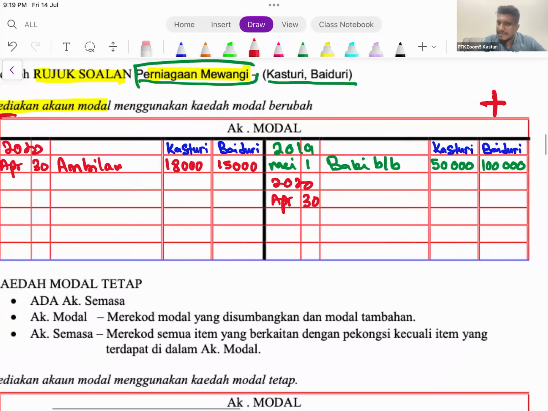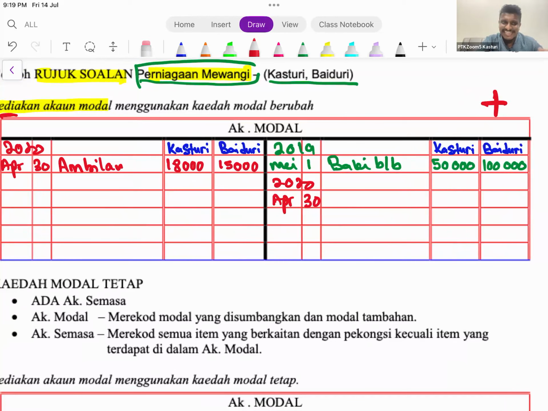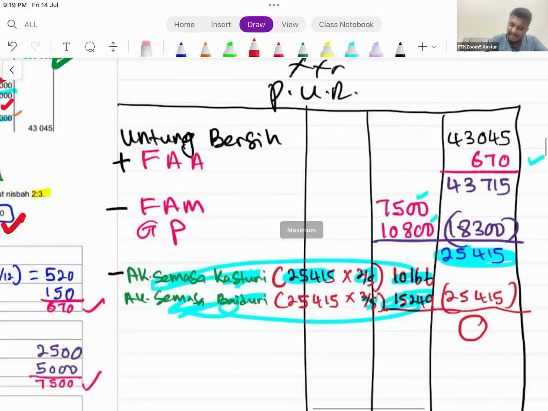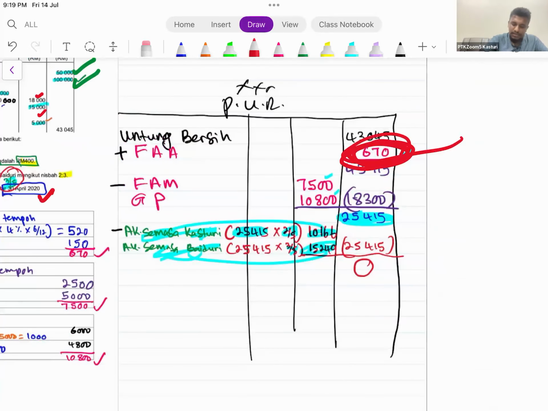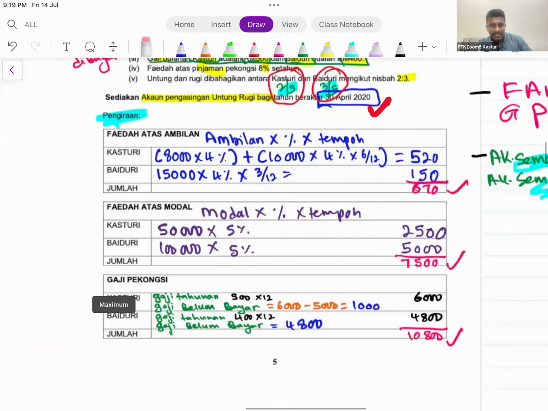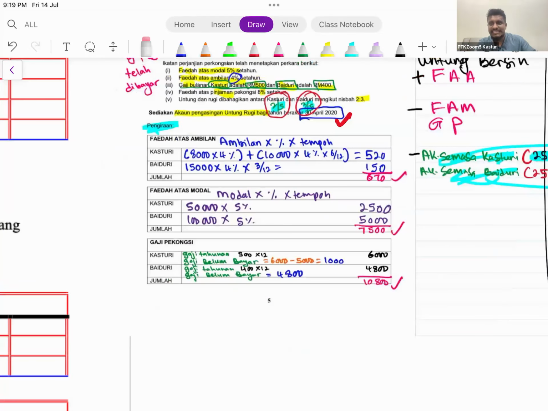Lepas tu ada tak apa-apa yang berkaitan dengan ambilan? Yes, kita ada faedah atas ambilan. How much the faedah atas ambilan can you get from your Apur? No, because this faedah atas ambilan is total of both people. You cannot get the individual here. So from where you get? That's why I say you need to calculate the faedah atas ambilan, faedah atas modal all separately like this, nicely like this. So you will use it later.